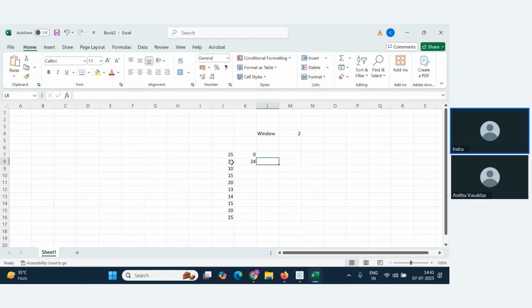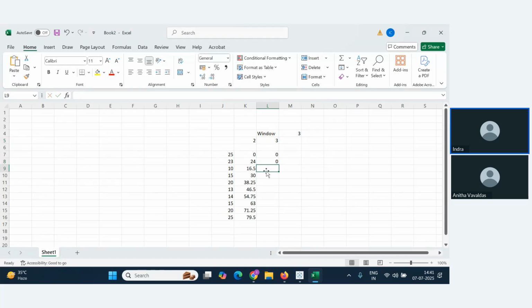Similarly, for the next value, it will take the sum of these two, divide by 2. 23 plus 10 is 33, 33 divided by 2 is 16.5, correct? Like this, all these values will be calculated. It will take two numbers, take the average and give you the result. If you take three, what will happen? These two values will become null.